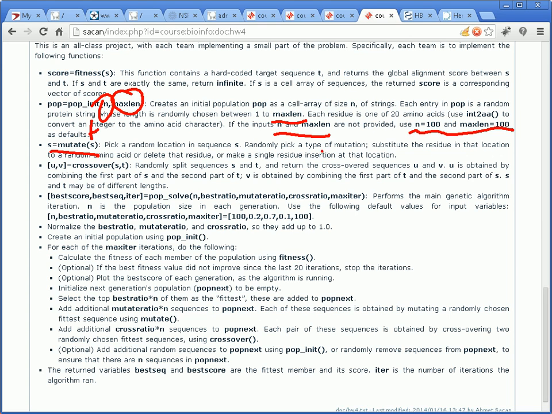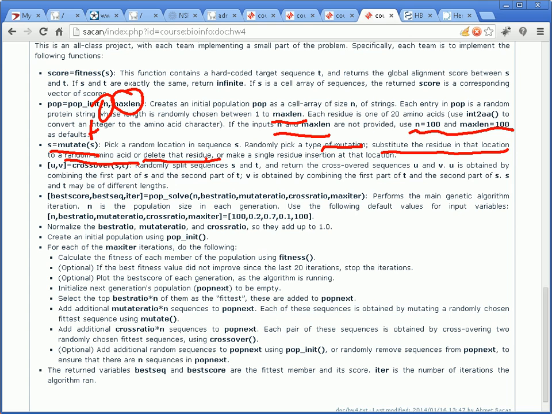There are multiple types of mutations. One of them is to substitute the residue at that location with a random amino acid. So you just pick a location and randomly change it to another amino acid. All right, so you randomly change a letter to something else.